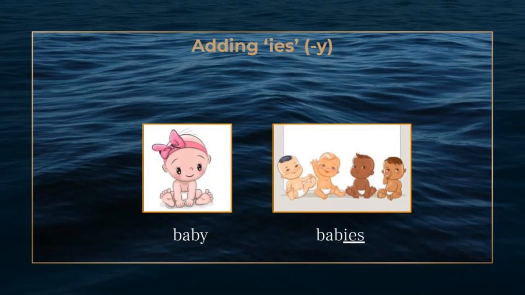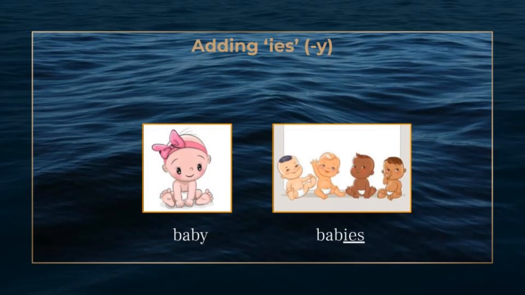Students, now we are going to see the fourth rule, that is adding IES. If a singular noun is ending with a consonant along with the letter Y, we have to remove the letter Y and then add IES.